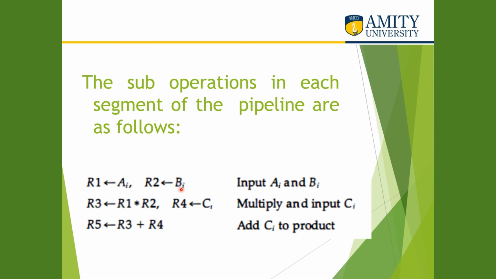So we have the first segment where we're loading Ai into register 1 and Bi into register 2. In the second segment we multiply R1 and R2, which have the data of Ai and Bi stored, and then we also input the data of C into R4. The last step of the task is to add the product of A and B to C. So R3 plus R4 gives us the final result R5.